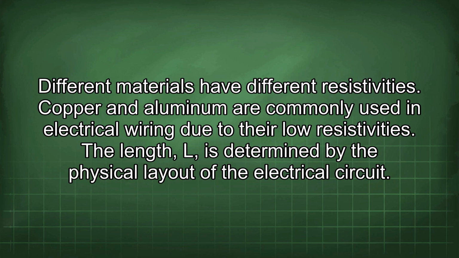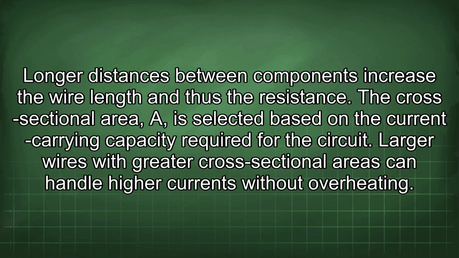The length L is determined by the physical layout of the electrical circuit. Longer distances between components increase the wire length and thus the resistance. The cross-sectional area, A, is selected based on the current carrying capacity required for the circuit. Larger wires with greater cross-sectional areas can handle higher currents without overheating.